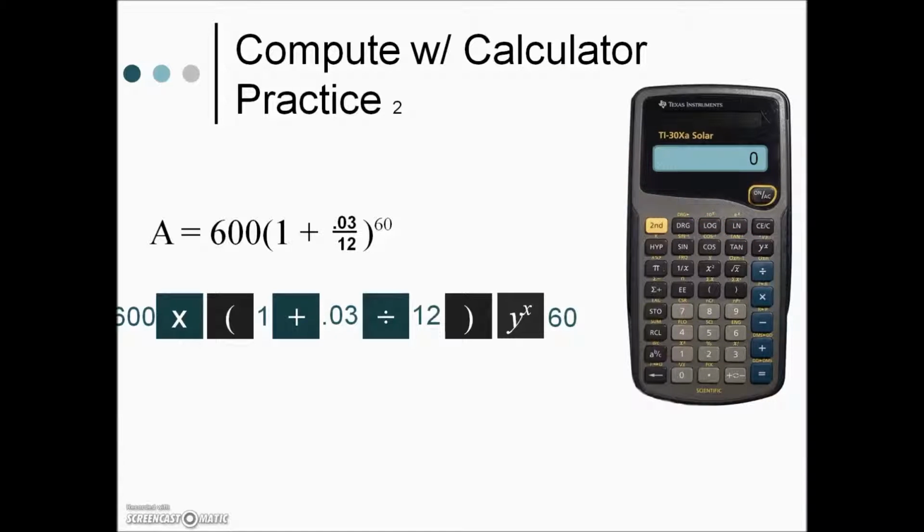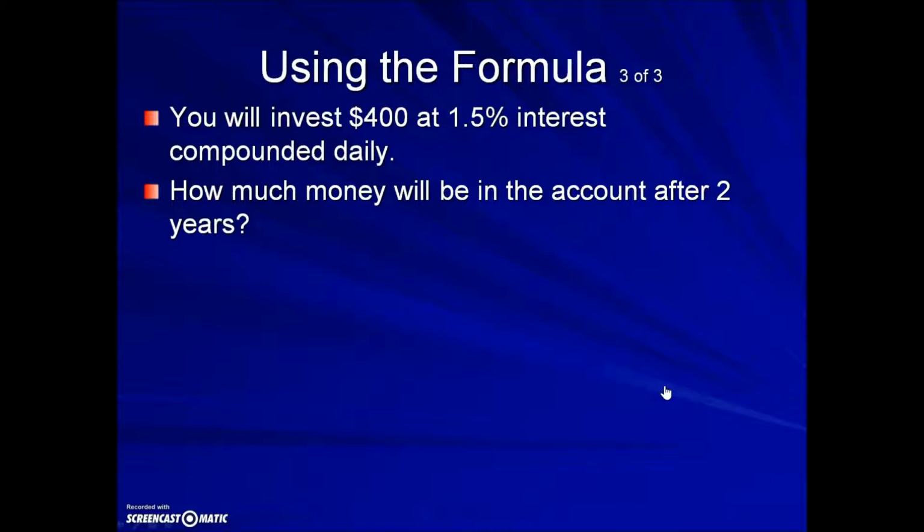and enter the exponent. To do the calculation then, we're going to hit an equals, and rounding this to the nearest penny, there's nothing to alter that 7, so we'll leave it as $696.97. Our third example says you will invest $400 at 1.5% interest compounded daily. How much money will be in the account after 2 years?